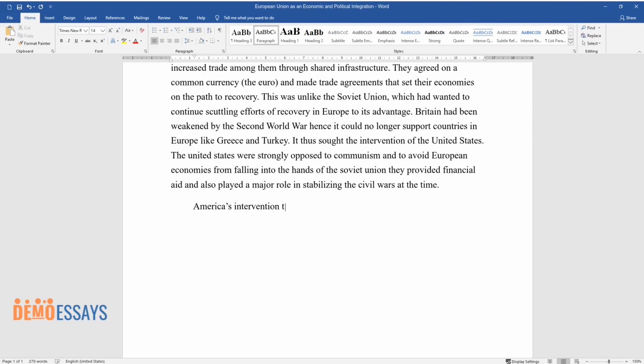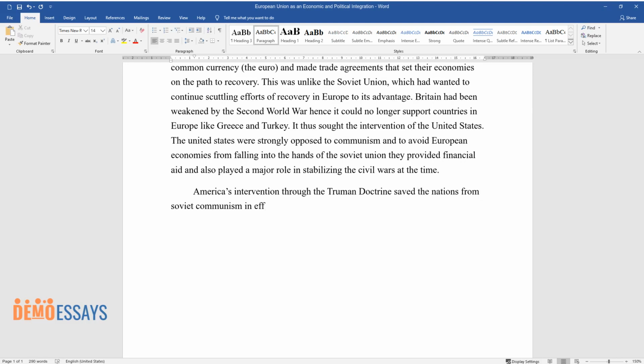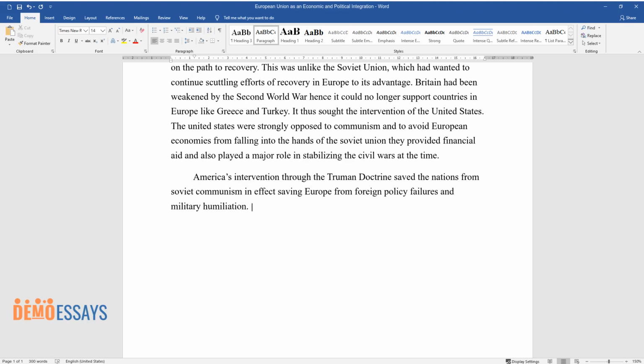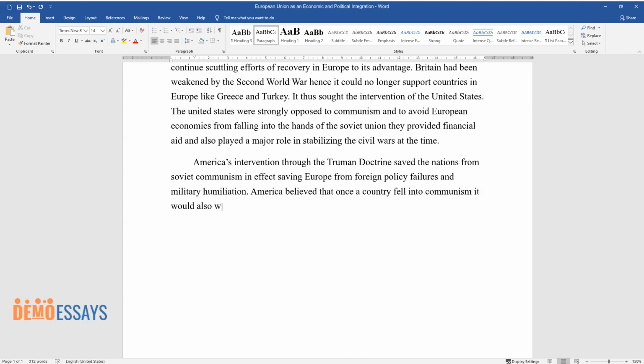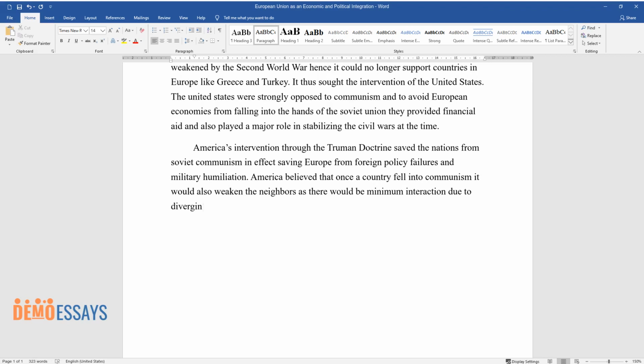America's intervention through the Truman Doctrine saved the nations from Soviet communism, in effect saving Europe from foreign policy failures and military humiliation. America believed that once a country fell into communism, it would also weaken the neighbors, as there would be minimum interaction due to diverging trade systems.